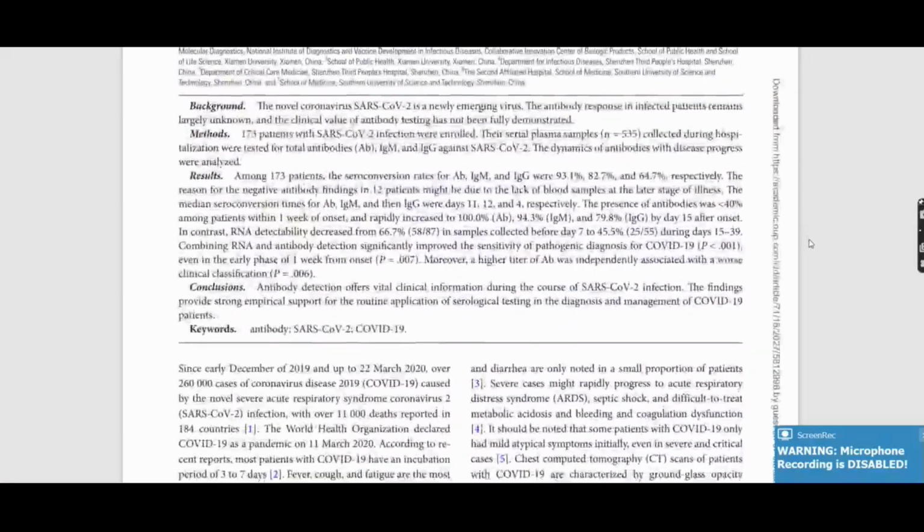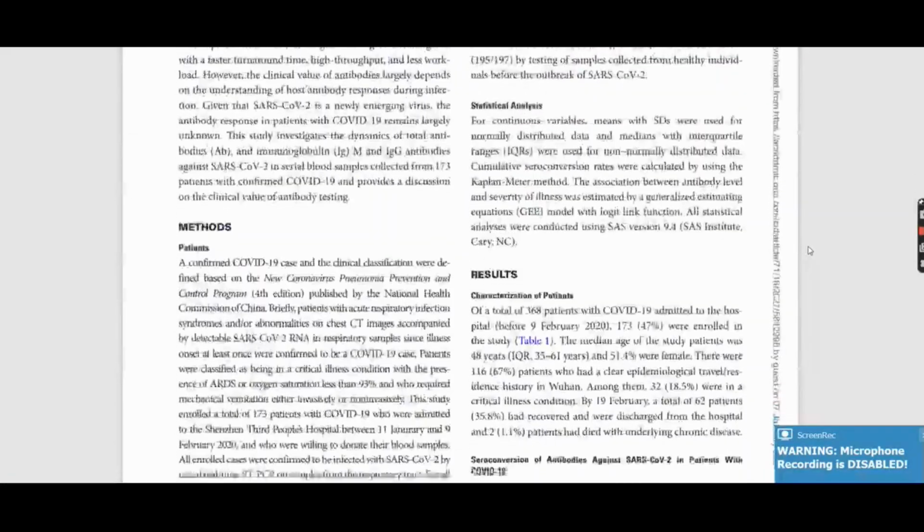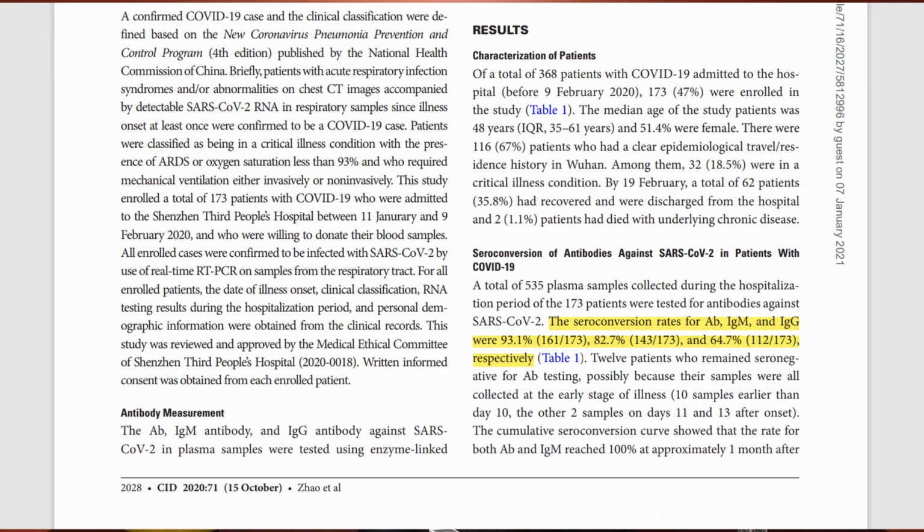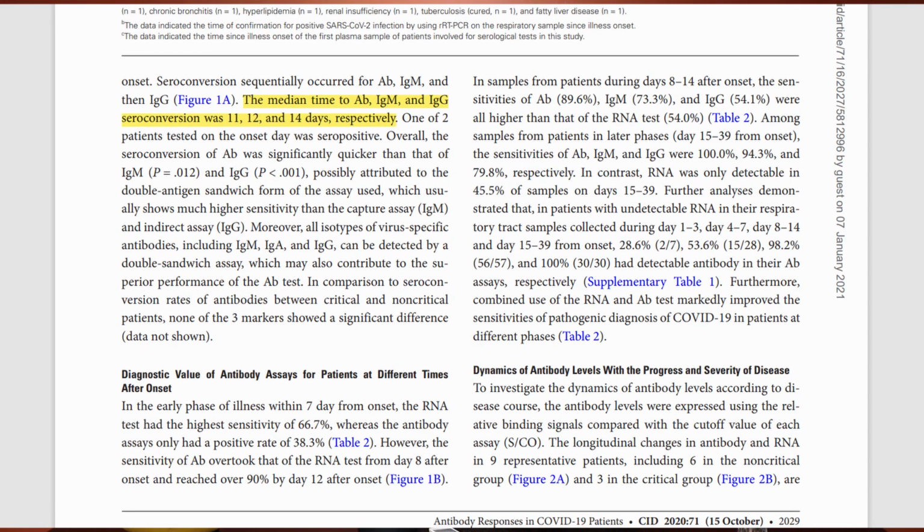The results showed that 93.1% of patients produced total antibodies, 82.7% produced IgM, and 64.7% produced IgG by about 11, 12, and 14 days after disease onset. More studies showing similar results are emerging.